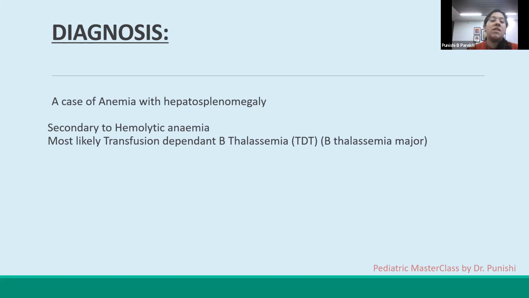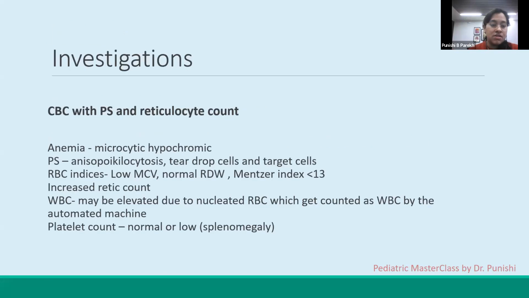Okay, so now the next question would be: you've taken a history and examination, and you think this is anemia with hepatosplenomegaly. What are the set of investigations that you would want to do? So first thing definitely would be a CBC with a peripheral smear and a reticulocyte count. Remember, don't just say CBC, because along with the CBC, something that gives you a lot of information, and is undervalued as an investigation, is your peripheral smear and your reticulocyte count.